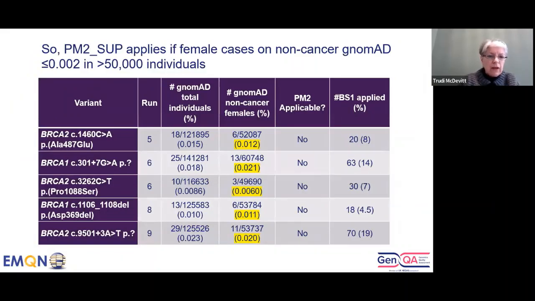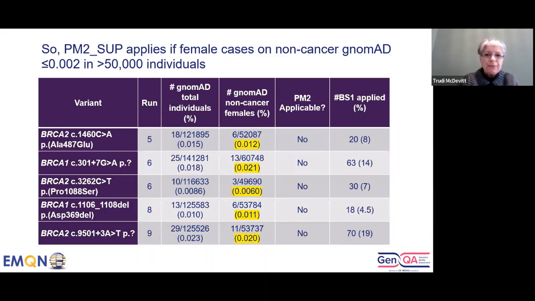So in the examples that we've selected here, if you look at the number of cases in the non-cancer female gnomAD cohort, the variant is present on gnomAD. So to see if PM2 applies at a supporting level, you need to see if the threshold of less than 0.02% in greater than 50,000 individuals is reached. So you can see in all these cases in yellow, we don't reach that threshold. So therefore, in these examples, PM2 cannot be applied.